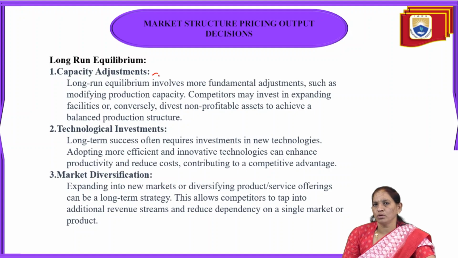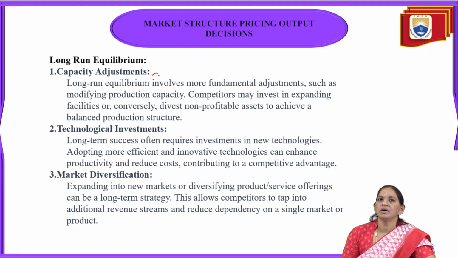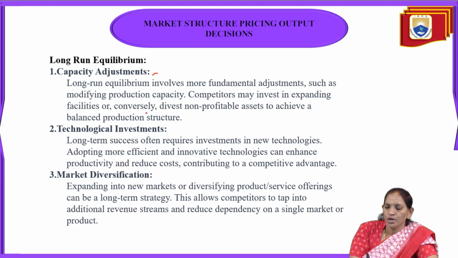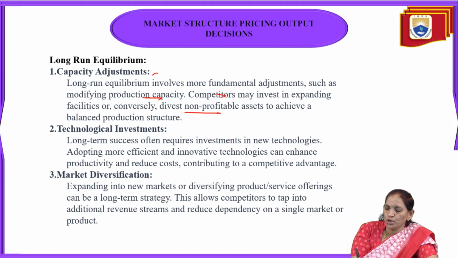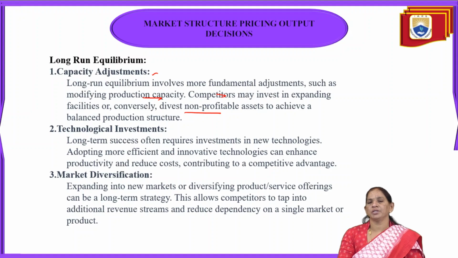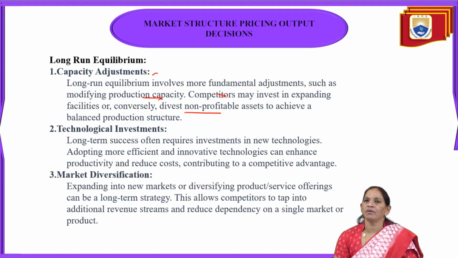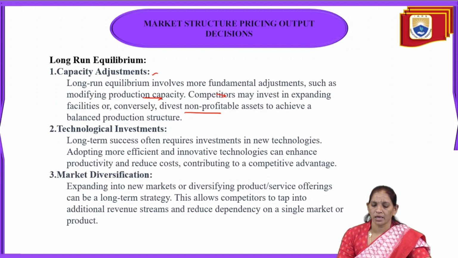In long run equilibrium, we involve more fundamental adjustments such as modification of production capacities. Competitors may expand their facilities and divert away from non-profitable assets to achieve a balanced production structure. This means in the long run, competitors have a lot of time for capacity adjustment in order to give balanced production to the market.